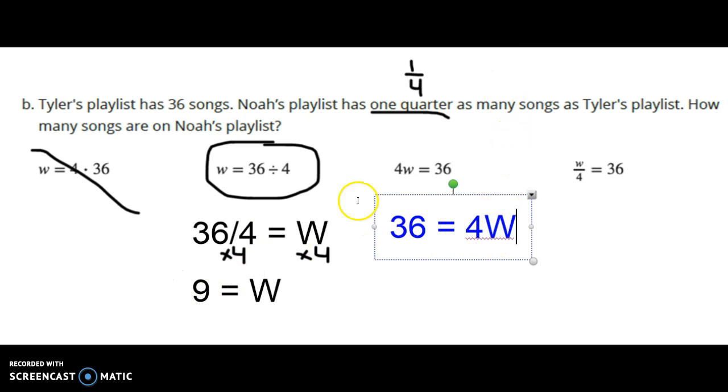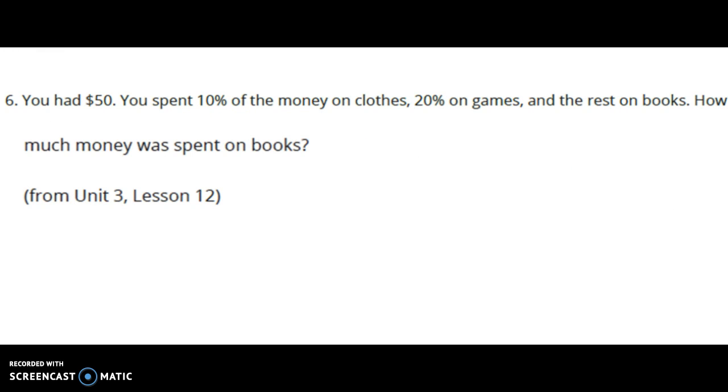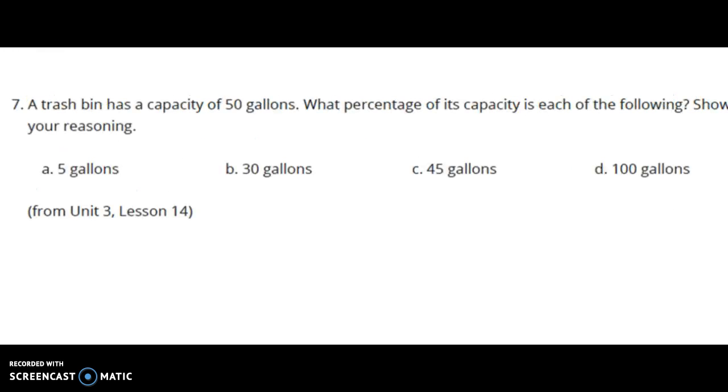If I plug 9 in for W, just to double check my work, I know that 4 times 9 equals 36. 36 equals 4W. 4W equals 36. That is the same thing, so you should have circled this one. W divided by 4 equals 36. Nope, if I put 9 here, 9/4 is not the same as 36, so that one certainly does not work. Okay, I believe this is, oh, and we've got 2 more actually.